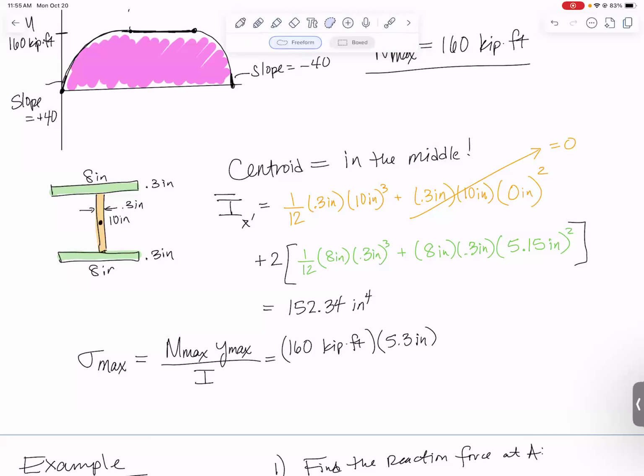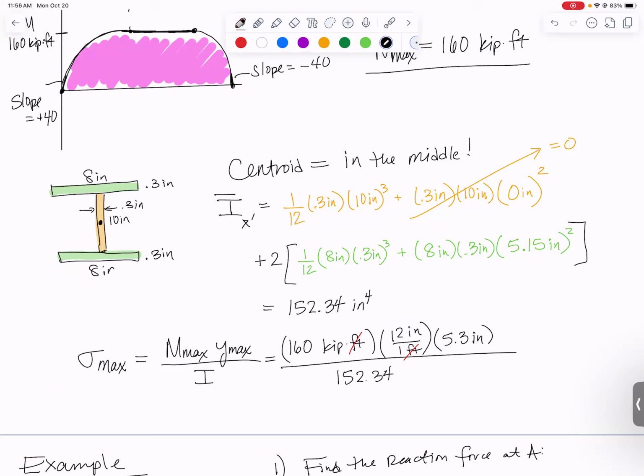Oh, hold on, before I do that, why don't we convert feet to inches? Otherwise, we're going to have a really bad mismatch of units. So there are 12 inches in 1 foot. So that's a version of 1 that if I multiply by, it will cancel out the feet. Dealt with that, and then moment of inertia is 152.34 inches to the fourth. Let's multiply that all out.